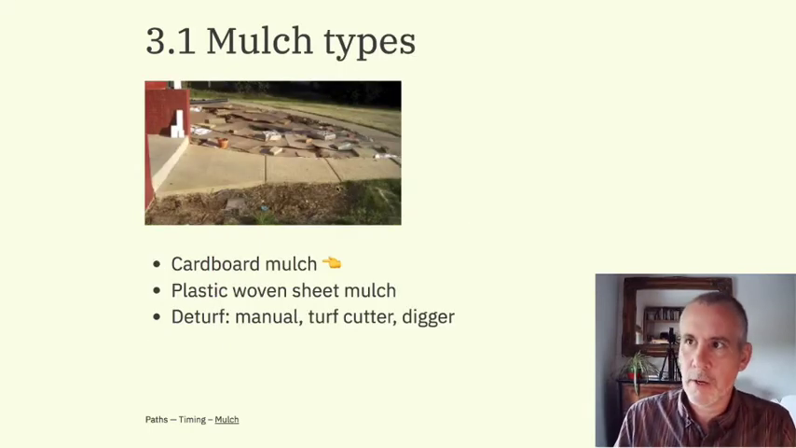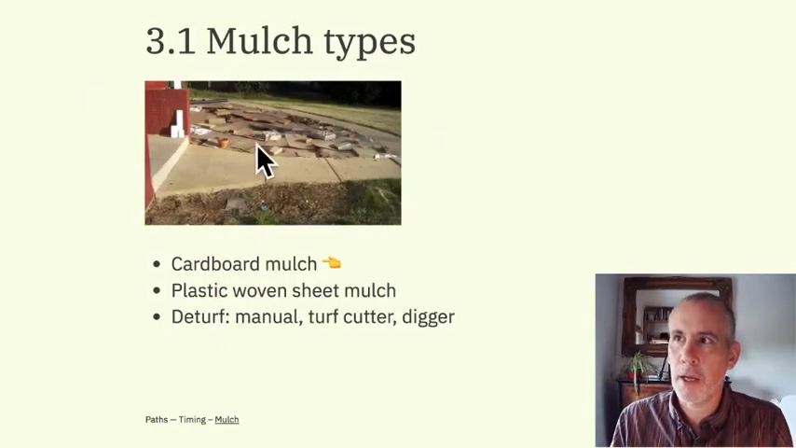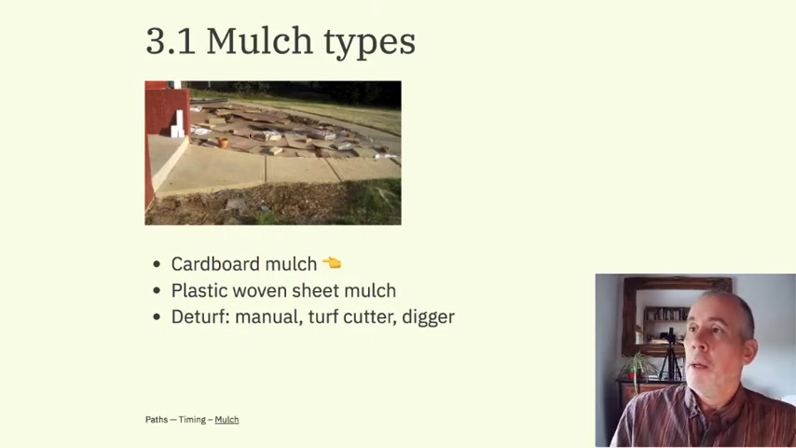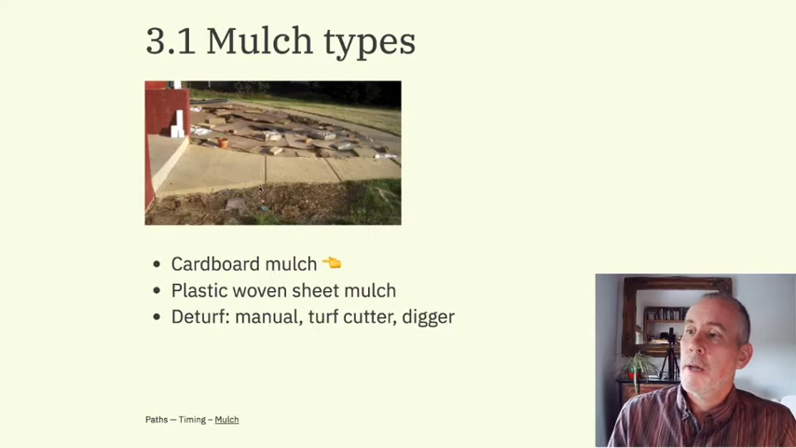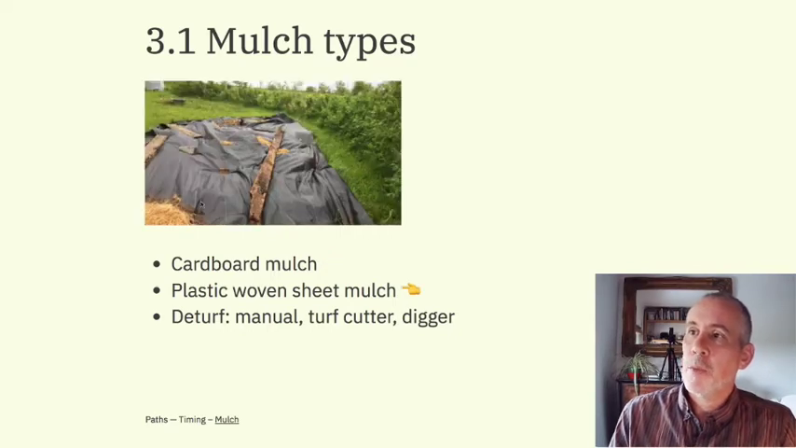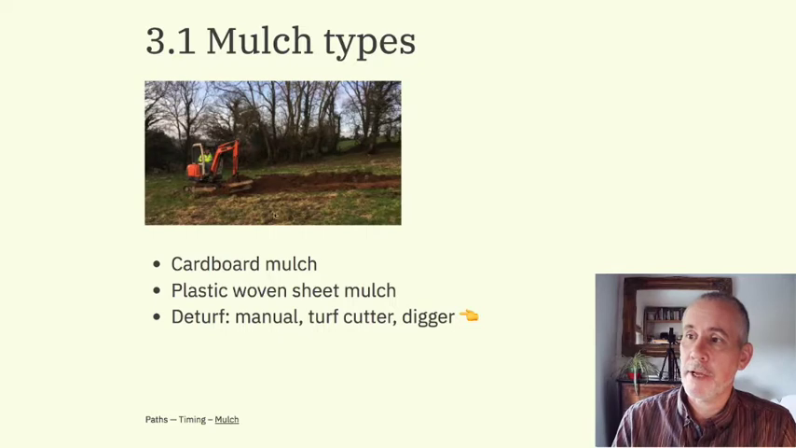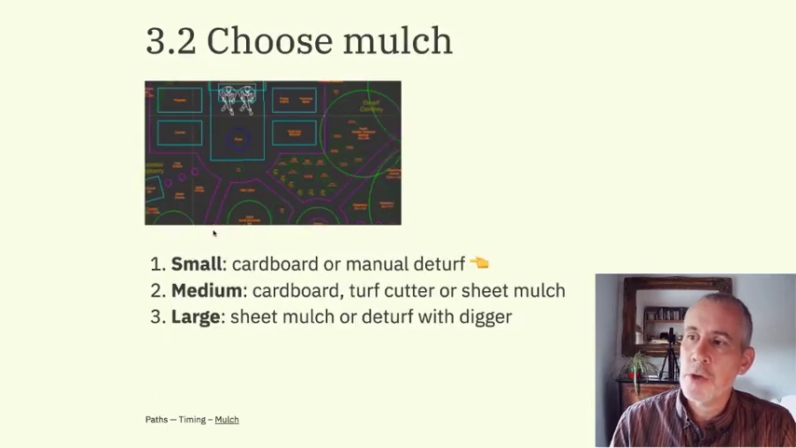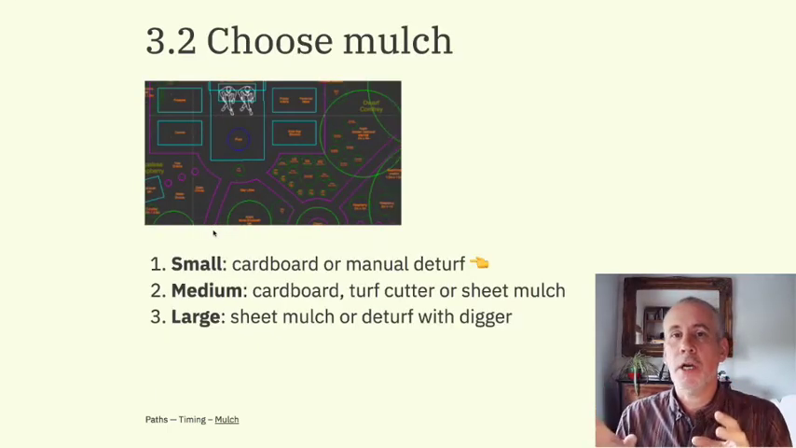So the mulch types we've got: cardboard mulch. We're actually using this at the moment, actually in the cottage garden. Putting down old boxes. Plastic woven sheet mulch, which is good for covering larger areas and lasts longer. And then deturfing, so manually with a spade, with a turf cutter or digger. Which one you choose really depends upon the size of your garden.